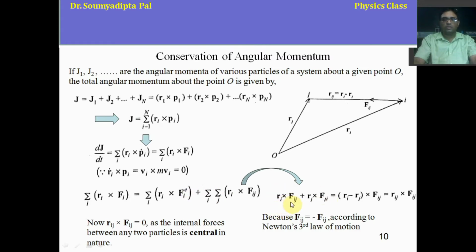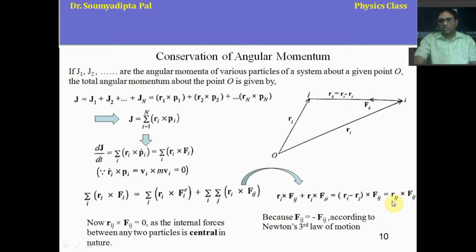Now here we know that Fij equals minus Fji due to Newton's third law. So that's why this becomes Ri minus Rj cross Fij. Now Ri minus Rj is basically this length, the Rij, the distance between the ith particle and jth particle. Okay, so that is Rij. Here everything is in vector form, in bold, that's why the arrow sign on top of the parameter is not written over here. All are in bold form, that means they are all vectors.